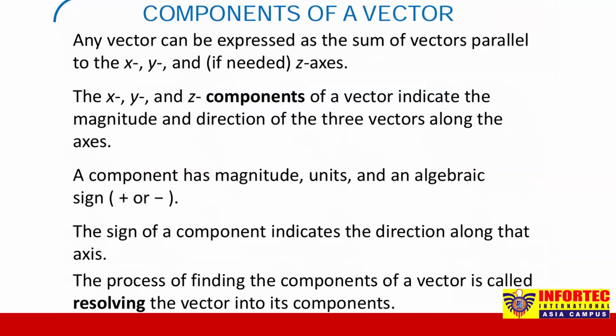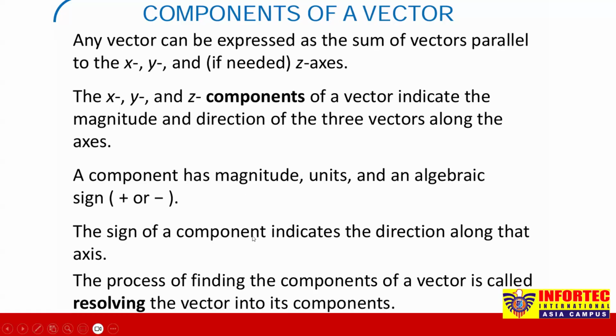Another one is vector addition using the components of vectors. Any vector can be expressed as the sum of the vectors parallel to the x, y and z directions. The component vectors indicate the magnitude and direction of the vector along the axes. Each component also has magnitude, units and an algebraic sign. A component can be positive or negative, right?